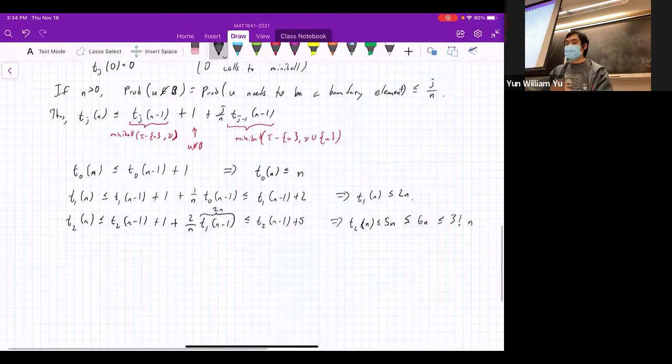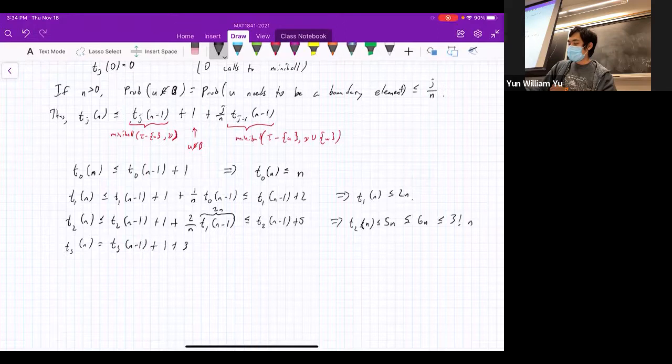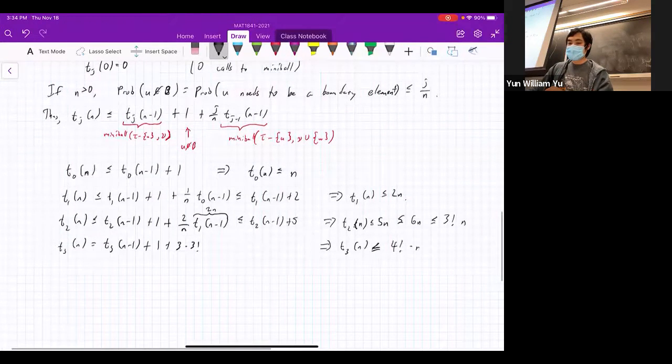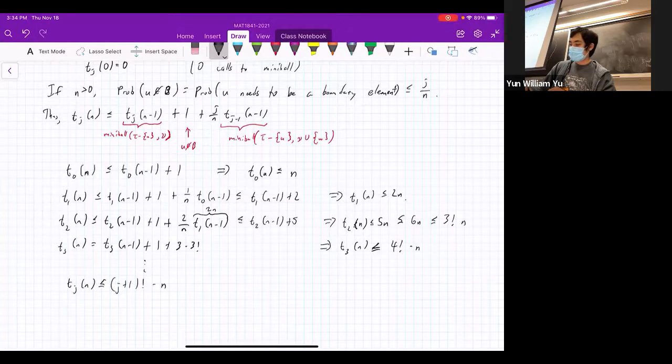And you'll notice that whenever I take the next thing, so it's t_3(n), that's less than or equal to t_3(n-1) plus 1 plus 3 times 3 factorial. But 1 plus 3 times 3 factorial is, of course, less than 4 factorial. So t_3(n) is less than or equal to 4 factorial times n, and so on. If you keep on going, this means that t_j(n) is less than or equal to (j plus 1) factorial times n.